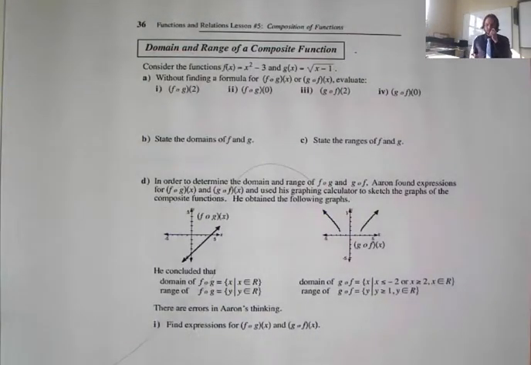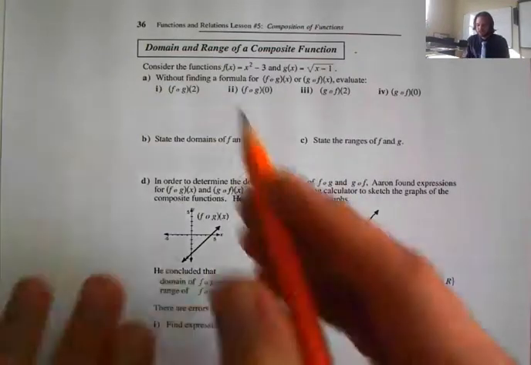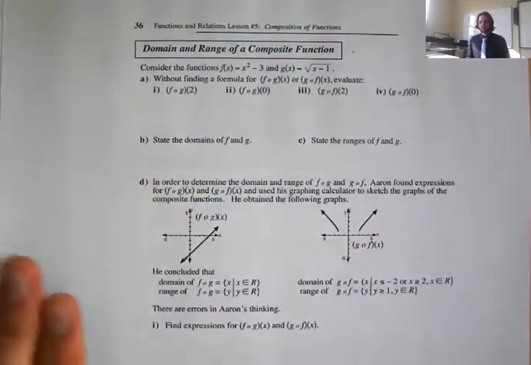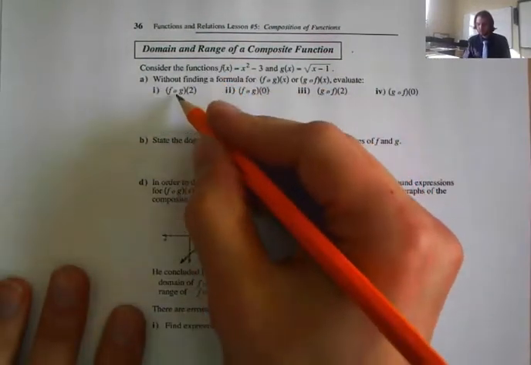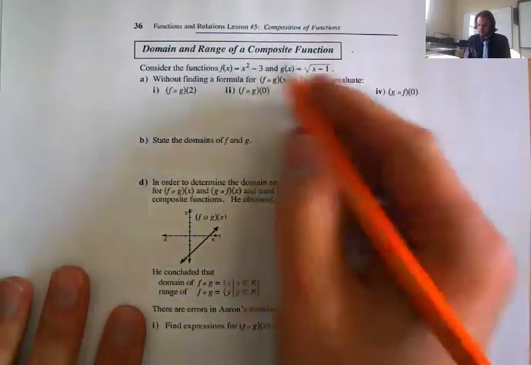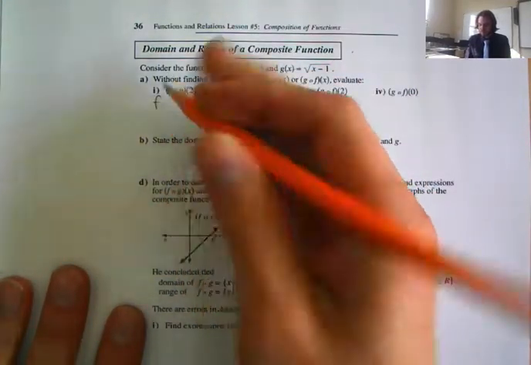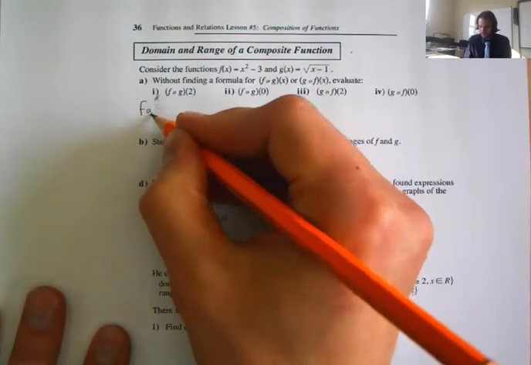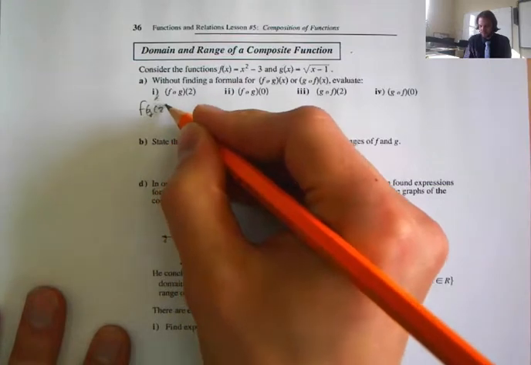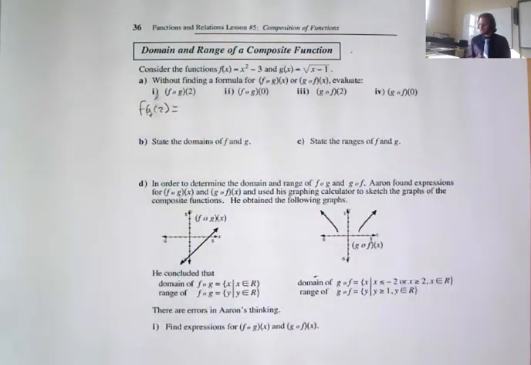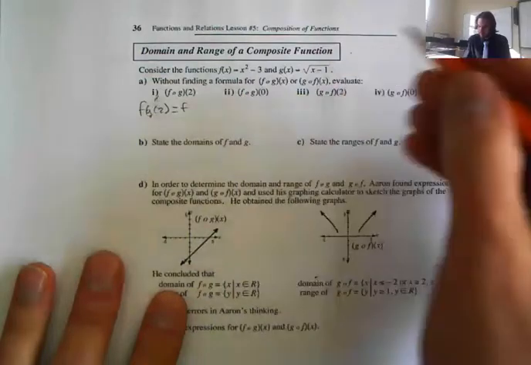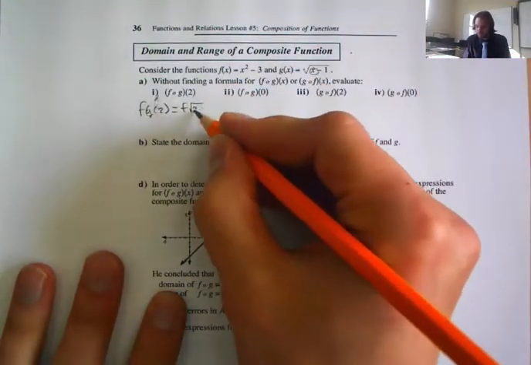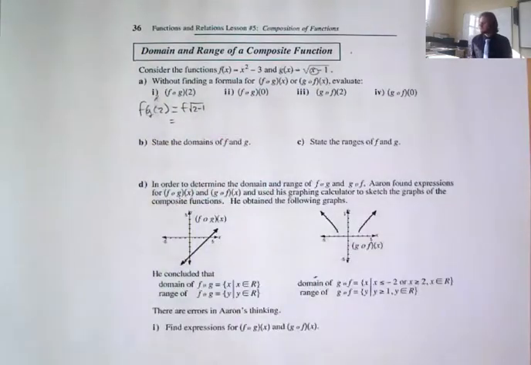So now we're going to get into a bit of domain and range. I'm just going to start you off with this. So first, without finding the formula, evaluate each of the following. Okay? So we want f of g of 2. So that's going to give me the same thing as f of, well, what is the 2 for g? We have to put in the 2 for g, so that's going to be square root of 2 minus 1, which is the same thing as 1.